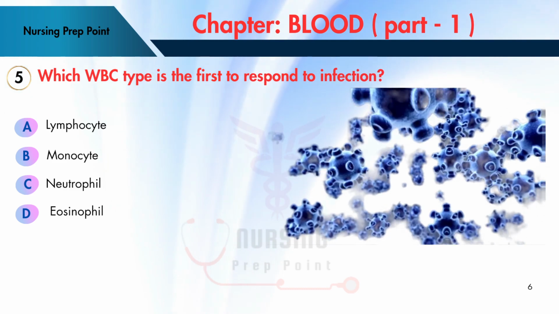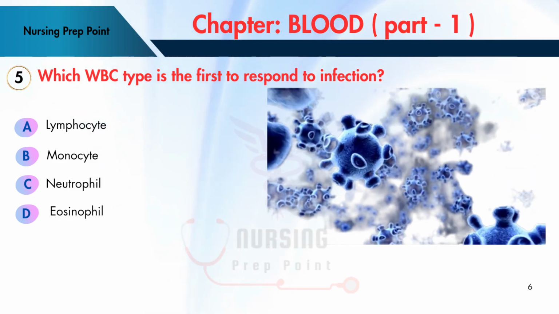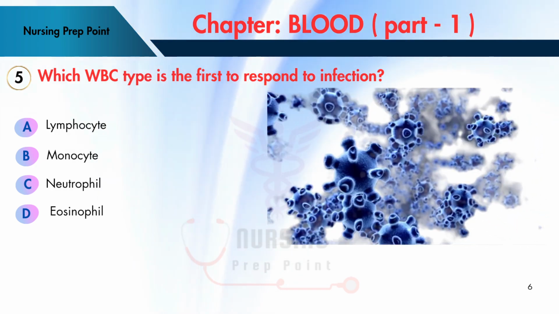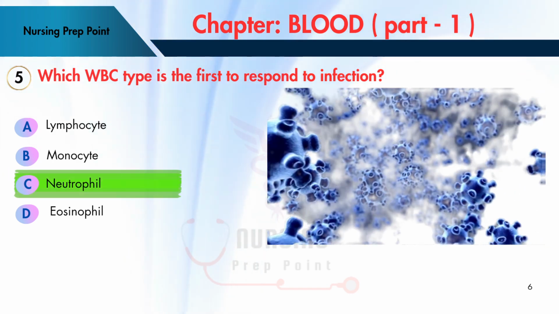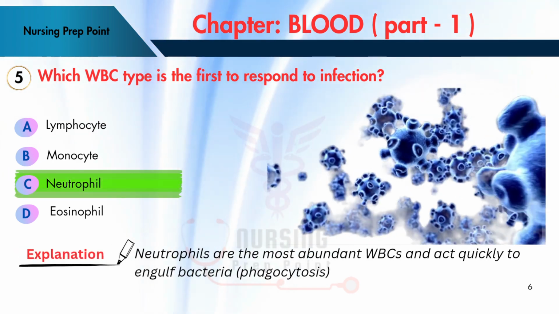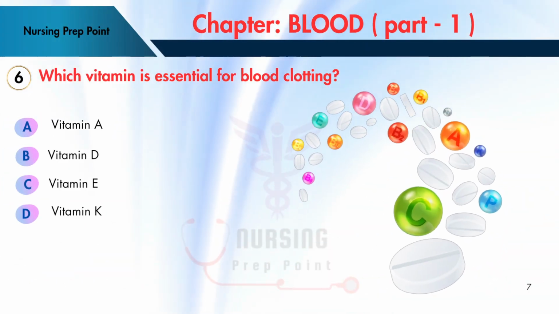Which WBC type is the first to respond to infection? Option A, lymphocyte. Option B, monocyte. Option C, neutrophil. Option D, eosinophil. The correct answer is option C, neutrophil. Explanation. Neutrophils are the most abundant WBCs and act quickly to engulf bacteria, phagocytosis.